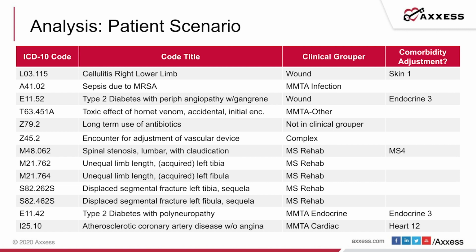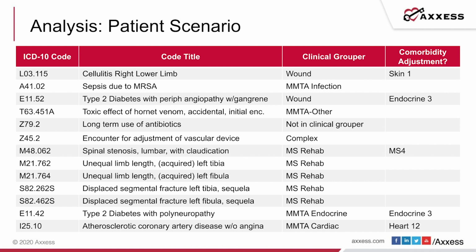Now, we also see at the end E11.42, diabetes with polyneuropathy, which again explains parts of the reason for the abnormality of gait. And we know with diabetes coding that we have to add as many codes as needed to explain all the different manifestations of diabetes, which is why we have more than one diabetes code here. I25.10, atherosclerotic coronary artery disease without angina. That would fall in the MMTA cardiac if it were primary in the clinical grouper, and it's a comorbidity heart 12. Now, I ran out of room on the slide here, but you would also add long-term use of insulin down at the bottom there as a code.